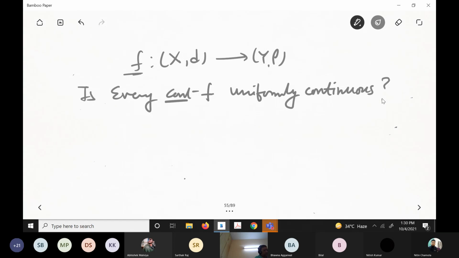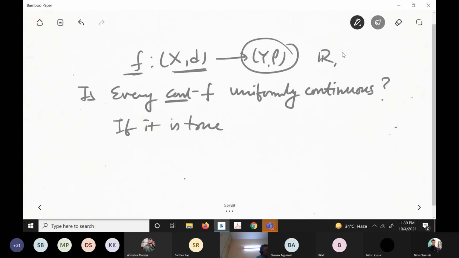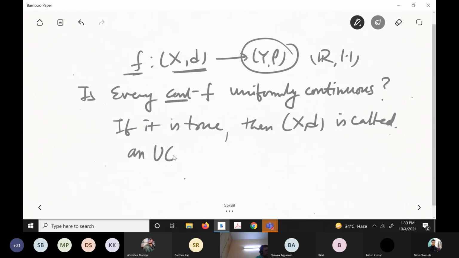It depends on the domain. Now suppose it is true for some X, then X, with Y as the real values if you want, is called a UC space, uniformly continuous space, or Atsuji space. Here I should tell you something of the history of that.